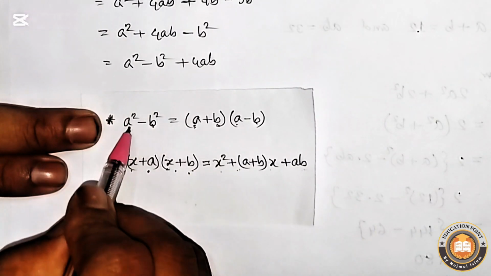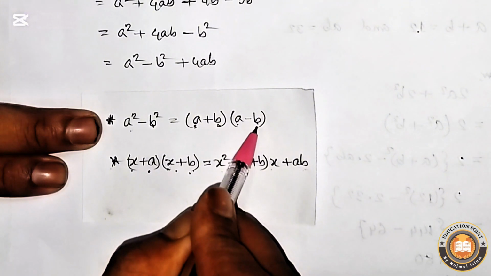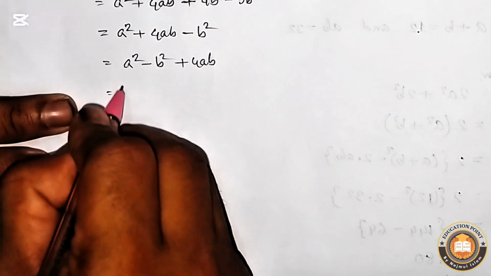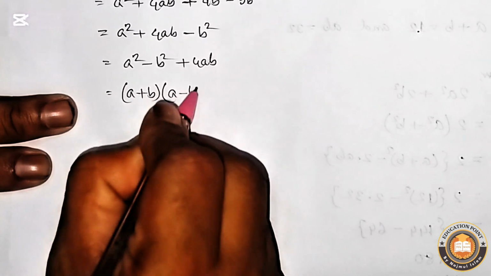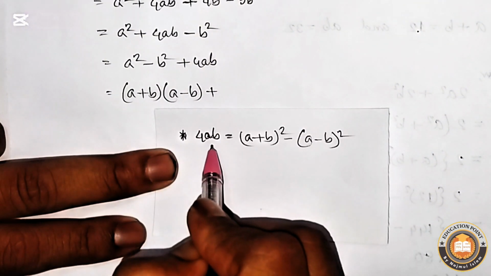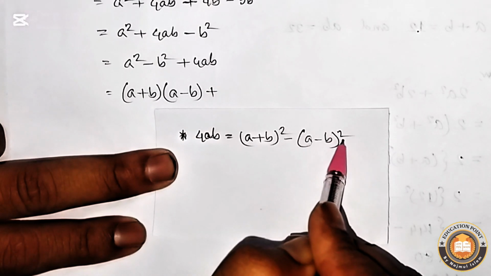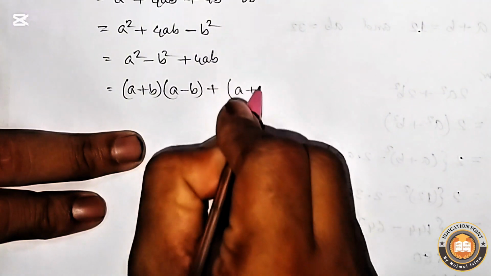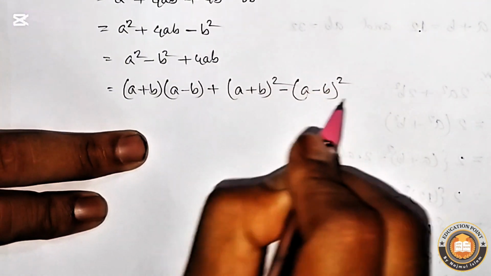Here we will apply the formula of a square minus b square, that means (a + b)(a - b). According to the formula of a square minus b square, we can write (a + b)(a - b) plus, here we will apply the formula of 4ab. 4ab equals (a + b) whole square minus (a - b) whole square. According to the formula, we can write (a + b) whole square minus (a - b) whole square.